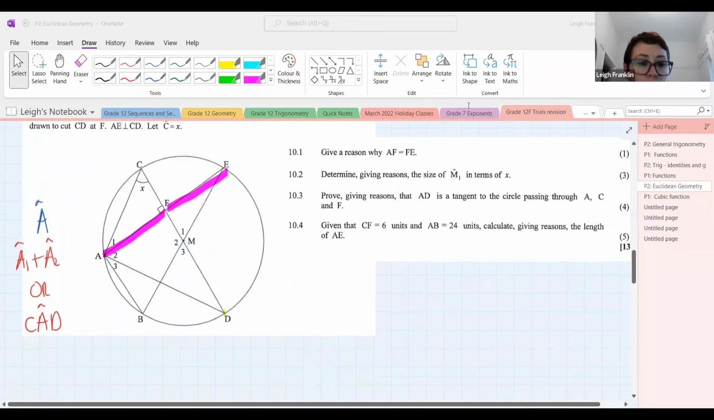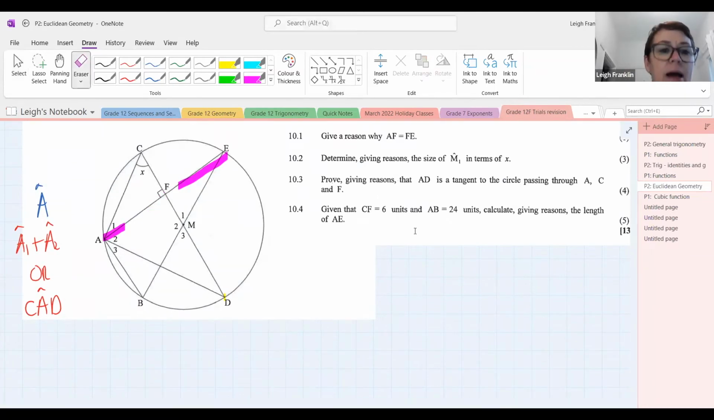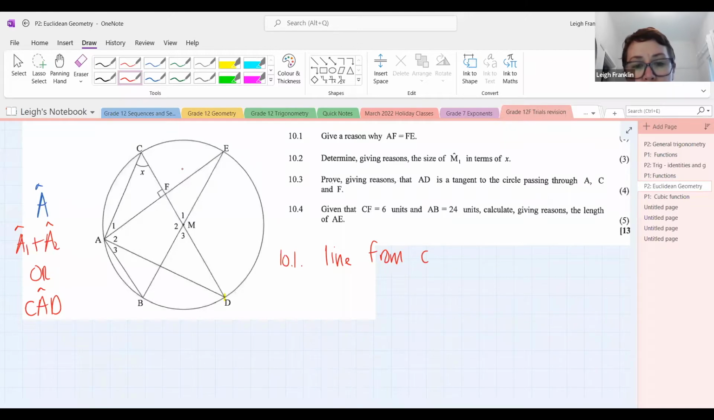All right, so if we have a look here at the question, are we given a right angle here? Yes, we are. So the reason why AF equals FE is line from center perpendicular to chord, because the right angle is given. Okay, so Maya, we use bisect if we've been given AF equals FE and we are concluding that F has a right angle. So when we've been given the right angle, we say perpendicular. And when we've been given the midpoint, that's when we say line from center to midpoint of chord.